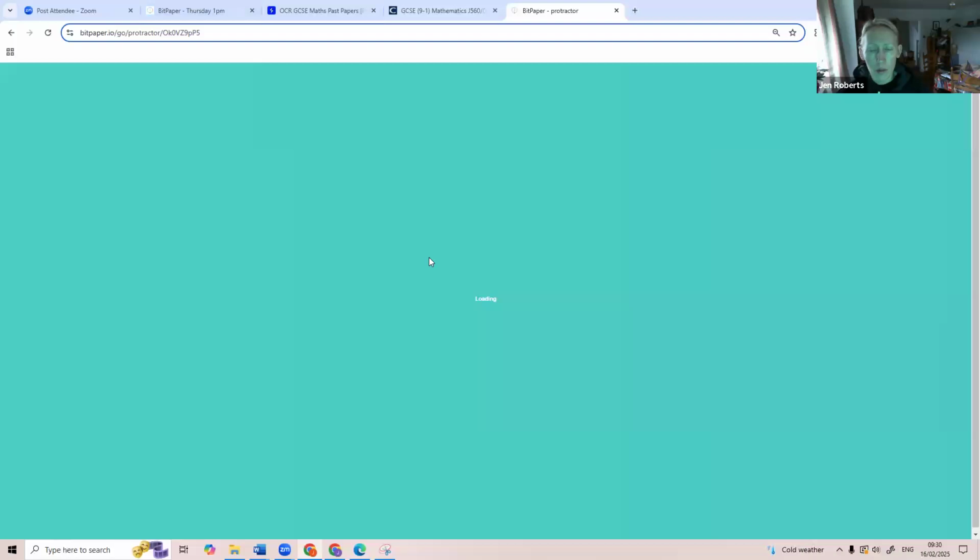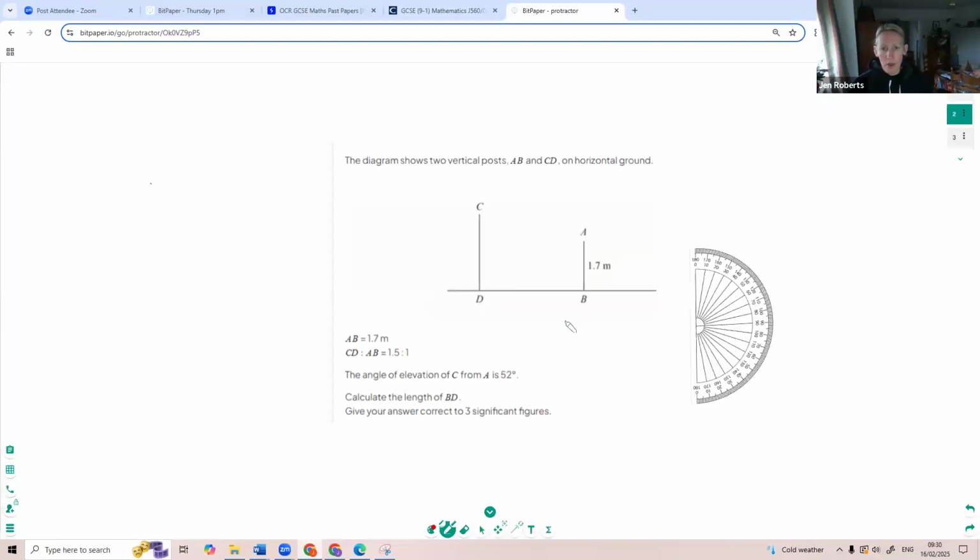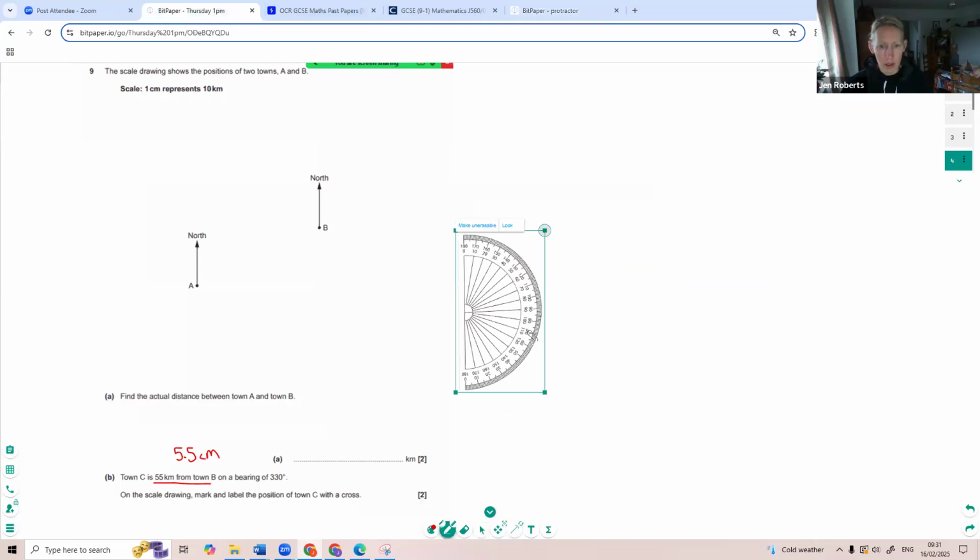So just remember your 3 rules of bearings. This is a bearing question. 3 rules of bearings. You always start from north, always go clockwise, and always need 3 digits. Town C is 55 kilometres from town B on a bearing of 330. It's on a bearing of 330 from town B.